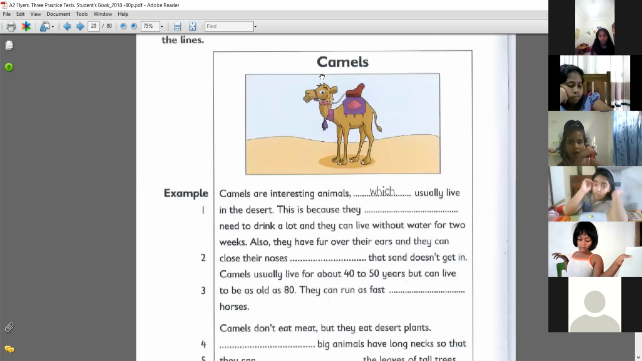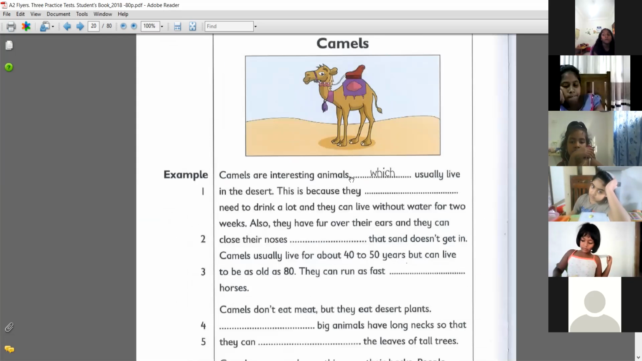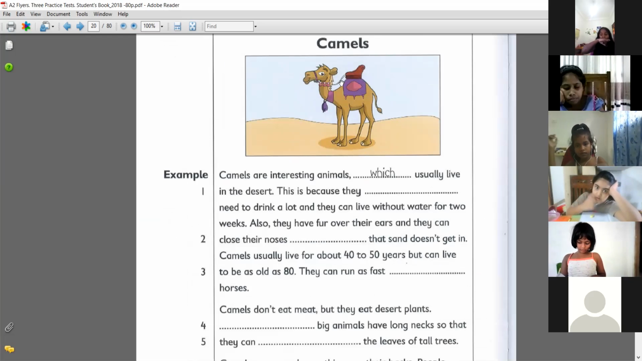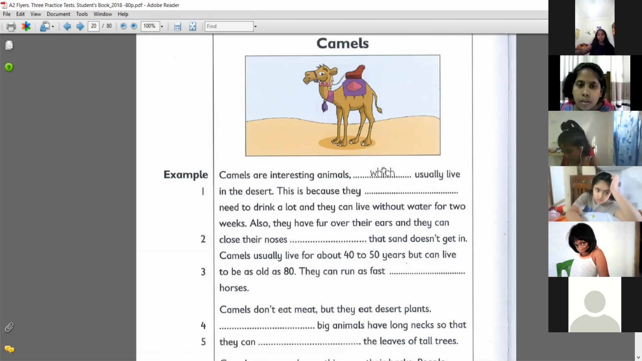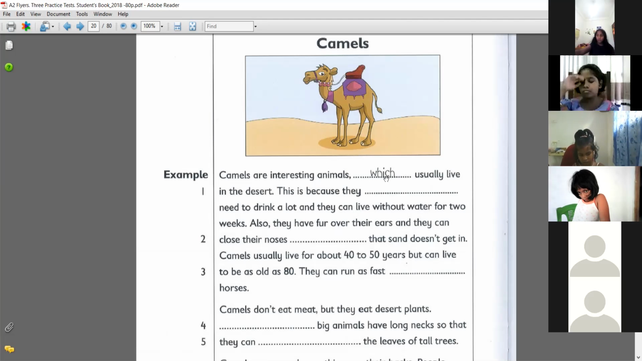So you can see the first one: Camels are interesting animals, which usually live in the desert. Camel is an animal, so can we use where? No, that is not a place. Can we use when? No, that is not a time. So we use which for animals. Malisha, can you understand?